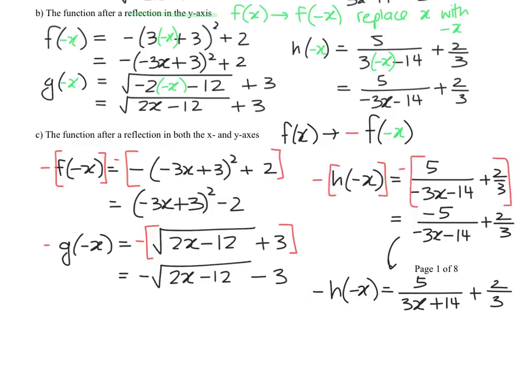And if you ever wanted to check any of your answers were correct, you could always use Desmos, okay? Plug in your function for h of x, for example, the original function, and then replace the x with negative x. See if you do get the correct algebraic model, and then also stick another negative in front, and then compare it with this answer. Okay, make sure that everything matches up.